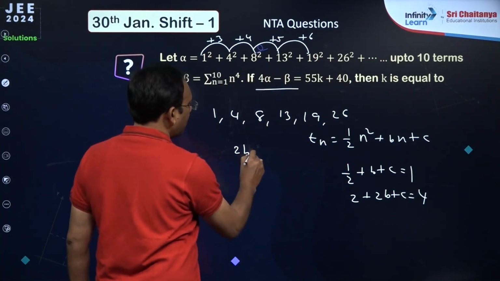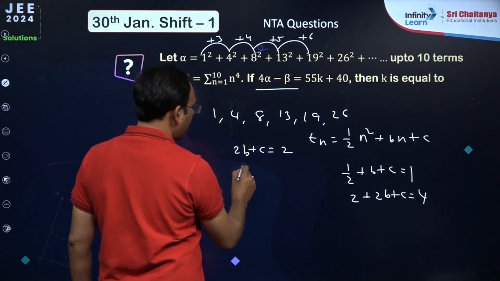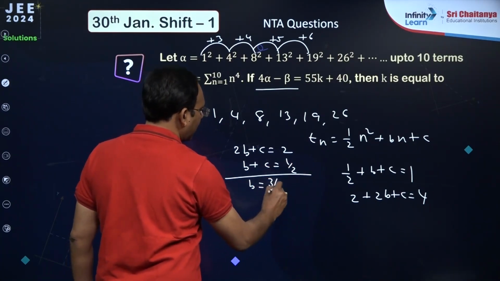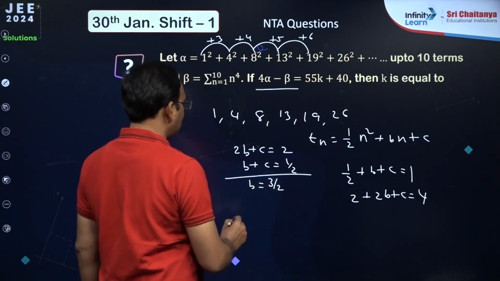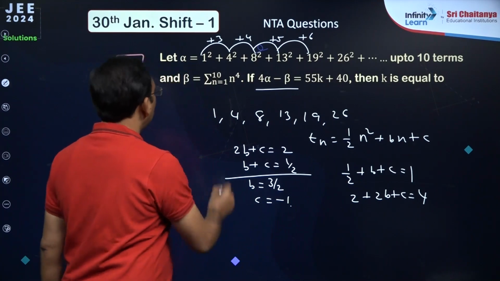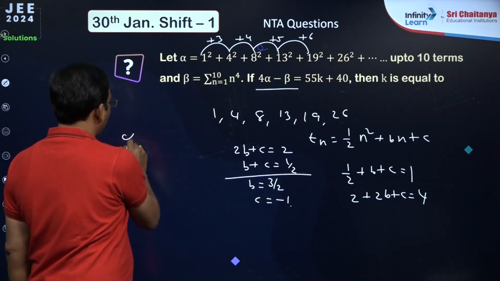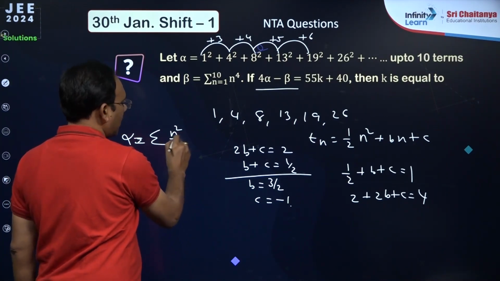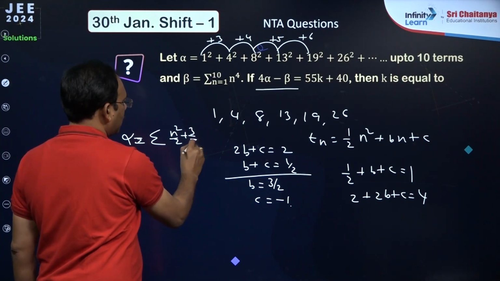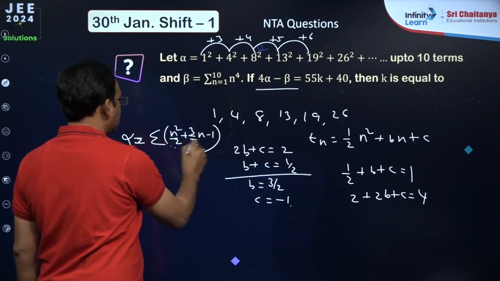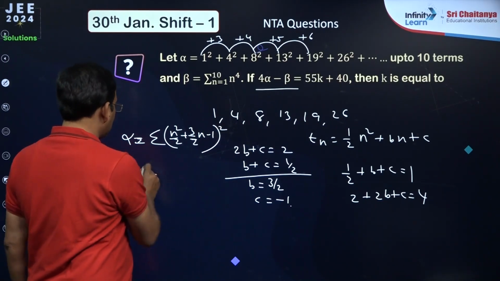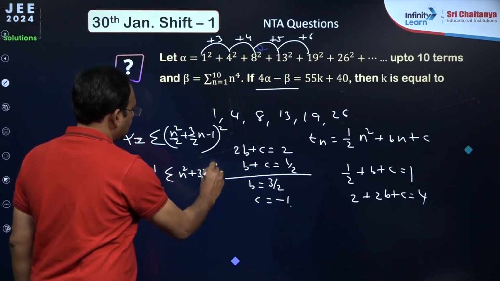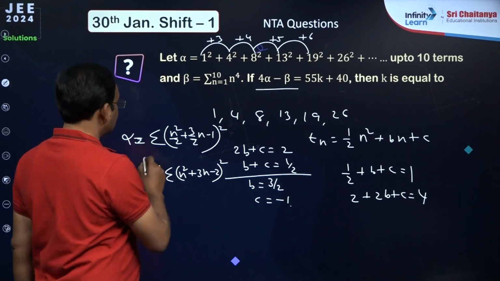From this, 2b plus c is going to be 2 and b plus c is going to be 1 by 2. You just subtract, b is 3 by 2, my dear friends. If b is 3 by 2, c is going to be minus 1. You can find the nth term, like alpha is nothing but sigma, nth term is going to be n square by 2 plus 3 by 2 n minus 1 whole square. This is the part. So you can write 2 square as 1 by 4 here, sigma n square plus 3n minus 2 whole square. So this is alpha.